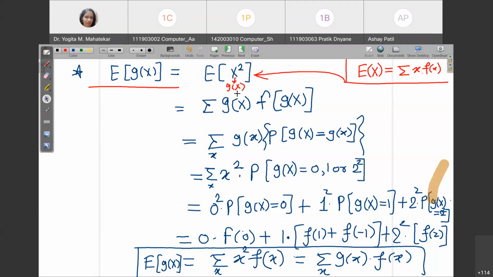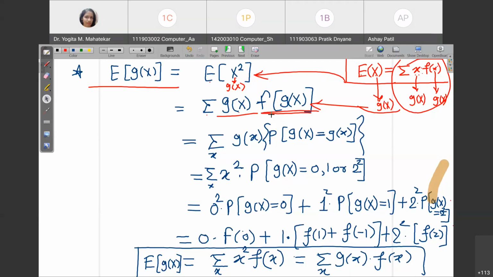That's it. So by this definition, if the expectation of capital X is summation x f(x), the expectation of g(X) will be summation g(x). So you replace x by g(x). So x will be replaced by g(x), and inside f also, x will be replaced by g(x). So how will the definition look if I replace x by g(x) in the definition of expectation? It will look like this. For the RHS, you just concentrate. It will be summation g(x) into f of g(x).